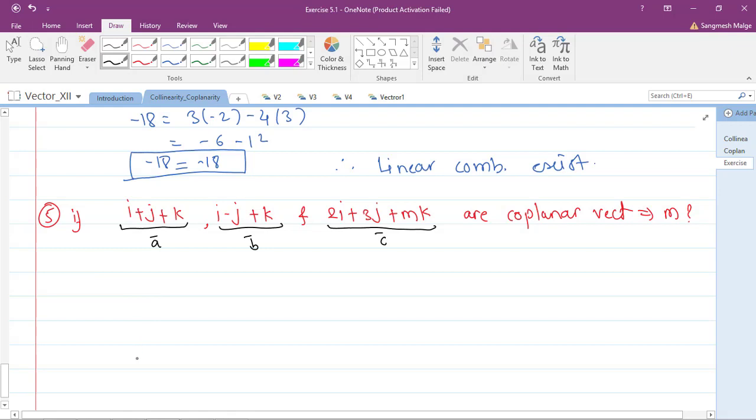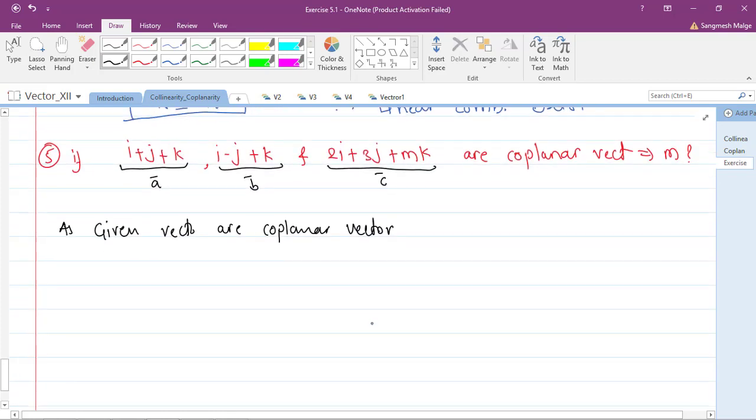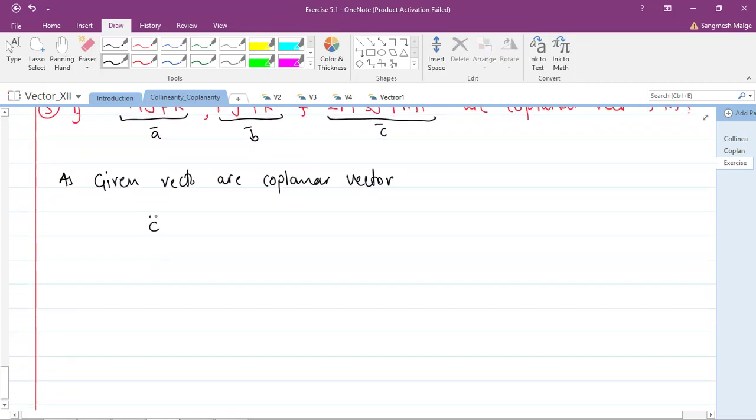Okay, so here, as the given vectors are coplanar vectors, we can write C bar is equal to M A bar plus N B bar.